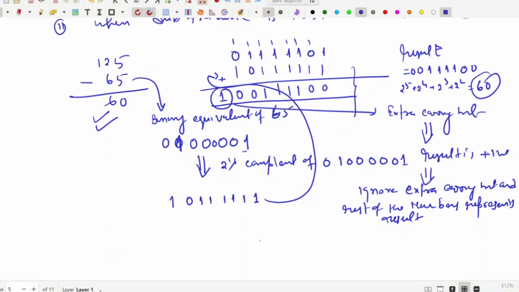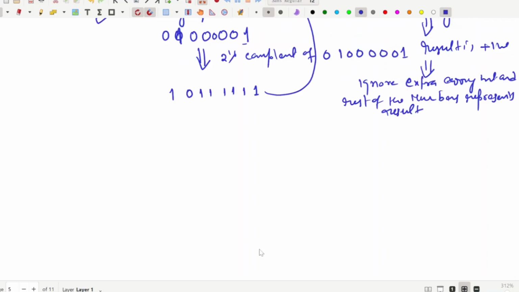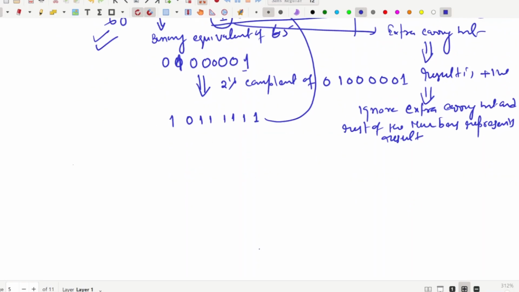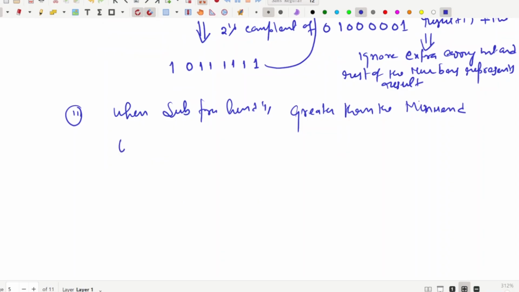Let us take another example. This is case three. Case three is when the subtrahend is greater than the minuend. Subtrahend is greater. Just take a reverse example. Suppose here 65 minus 125. What will be the result? The result is minus 60. How do we use the 2's complement to find this result?